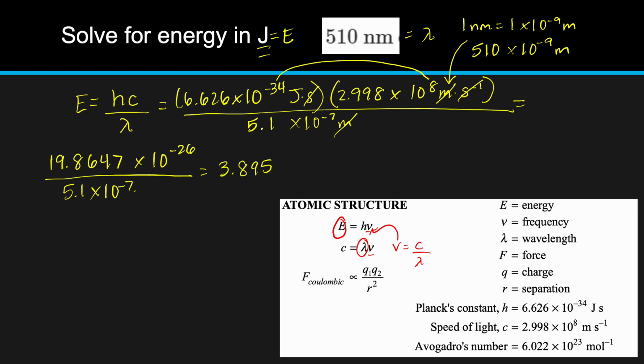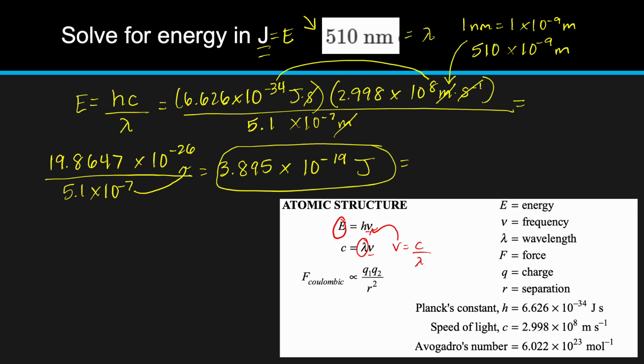And then I bring my 10 to the negative 7th to the top, which would give us positive 7. So now if I add those two exponents together, I have 10 to the negative 19th. And I know I am left with joules. So this would be our final answer. If you wanted the correct amount of sig figs, I am given 2 sig figs. So technically my correct answer would be 3.9 times 10 to the negative 19th joules.